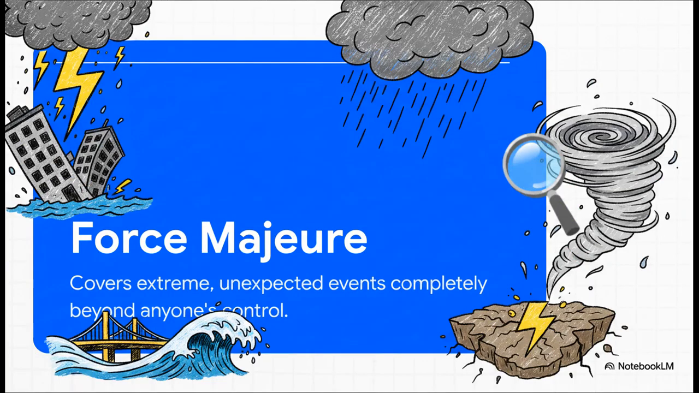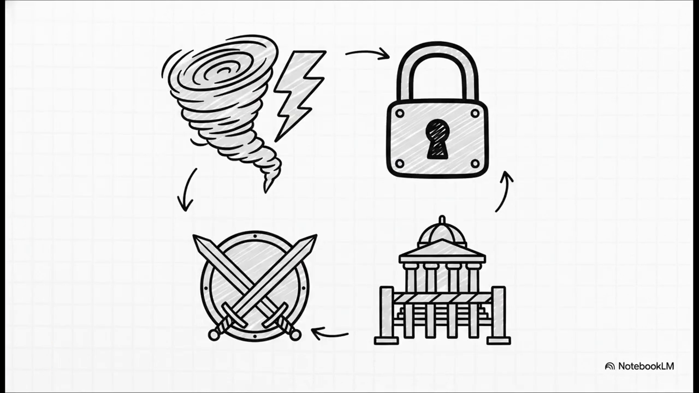Next is the phrase everyone suddenly became a legal expert on back in 2020, force majeure. This clause covers extreme, unexpected events that are completely beyond anyone's control. It protects a party from being blamed or penalized if the literal impossible happens and they suddenly cannot perform their end of the contract. We're talking about massive, undeniable events here. Natural disasters, war, sweeping pandemic lockdowns. If any of these extreme events occur, this clause ensures you aren't sued for non-performance during that specific crisis window.